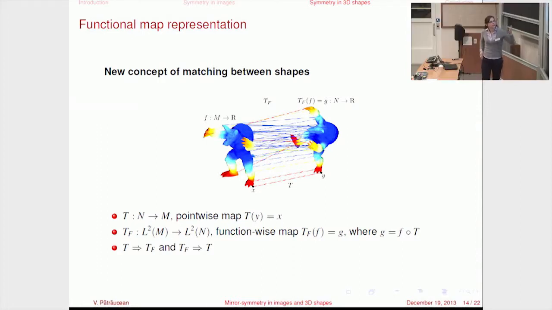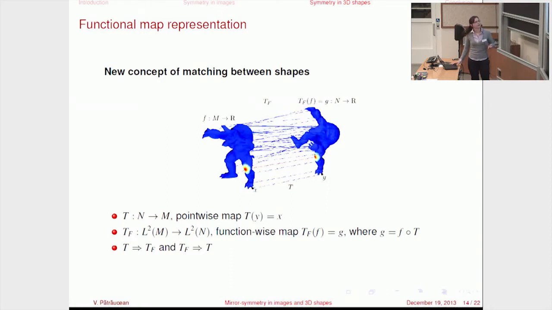It's important to say that this representation is complete, in the sense that if you give me a pointwise map T, then we can easily compute the functional map representation. And conversely, if I have the functional map, then I can obtain a point-to-point map by using the delta functions as functions, and transferring the delta functions between the two shapes.